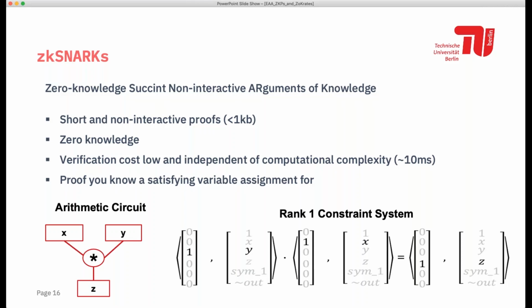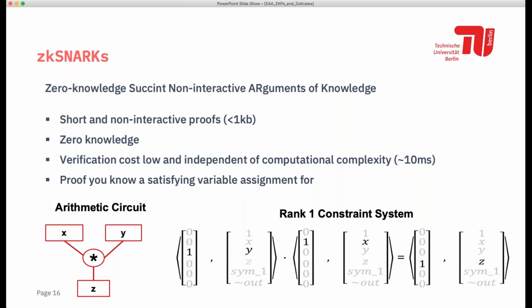And that proof is very small. It's smaller than 1 kilobyte. I think currently the best scheme has 127 bytes. And that is a data size that's good in the context of blockchains, because that's an amount of data we can actually send to the Ethereum main chain without completely running out of gas right away. It's a zero knowledge scheme.